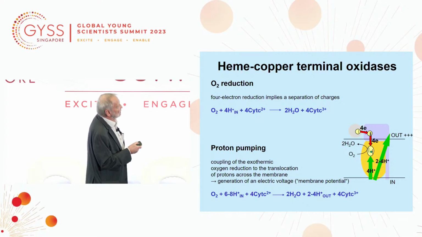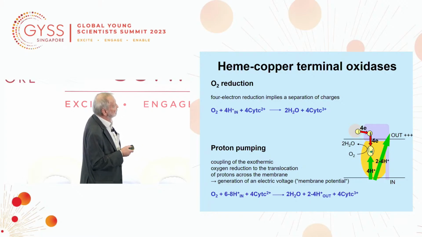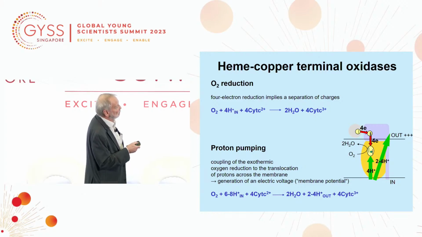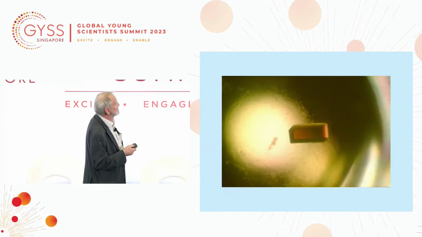So we get generation of an electric voltage, the so-called membrane potential across the membrane, and we also get a pH gradient across the membrane. And in addition, the heme copper terminal oxidases have invented a mechanism to pump 4 additional protons across the membrane, and this process is not well understood. So we still have to learn a lot about cytochrome C oxidase.